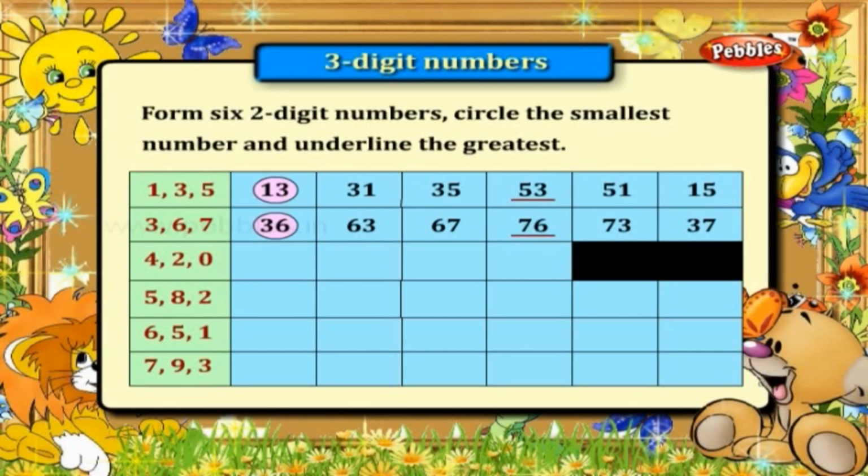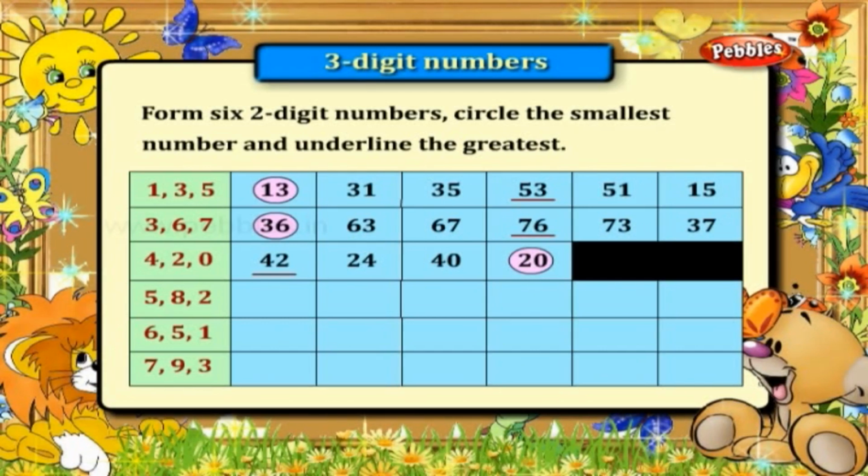From 4, 2 and 0, we get 42, 24, 40 and 20. Here, 20 is the smallest number and 42 is the greatest.